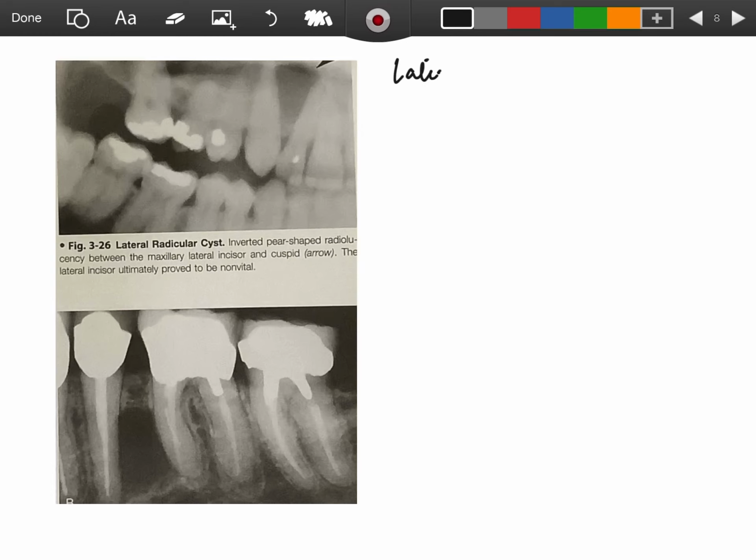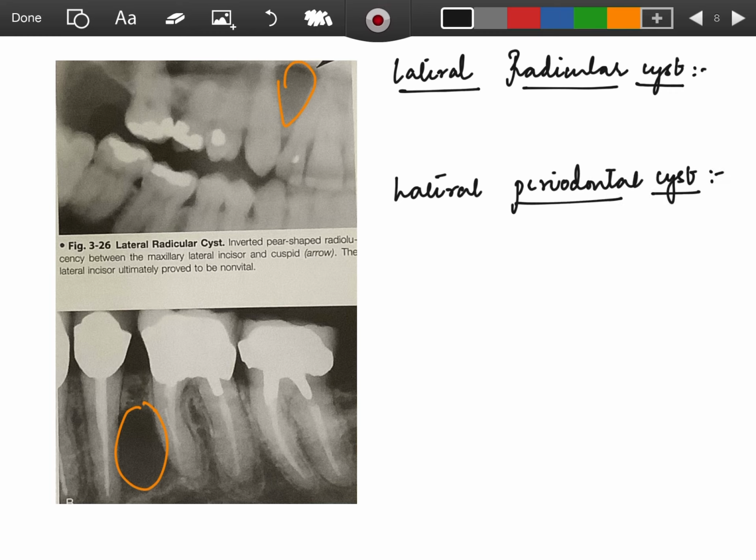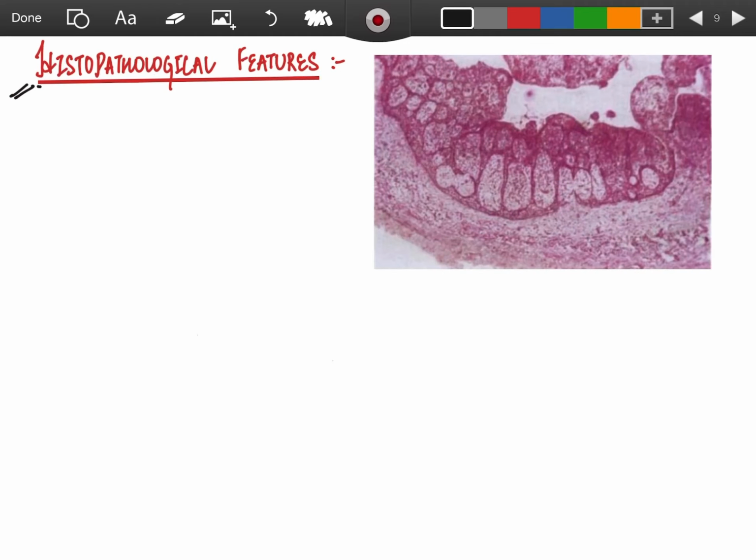So we have another variety of the radicular cyst, which we call a lateral radicular cyst. Unlike the periapical or radicular cyst, which is present periapically, it is present laterally to the tooth. So the differential diagnosis is the lateral periodontal cyst. Now we know that a radicular cyst will always be associated with a non-vital pulp and LPC is associated with a vital pulp.